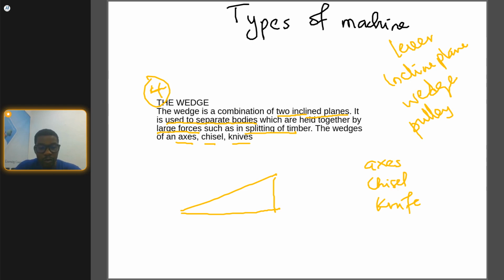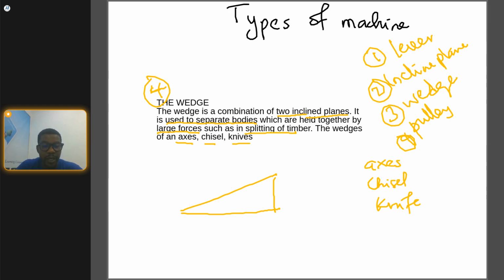Of machine. Today we are going to stop here and we'll continue the next class. We are going to take part 2 of simple machine by next week. We are going to stop here for the class today. We've been able to treat lever, inclined plane, wedge, and pulling. So next class, we are going to take the remaining types of machine.